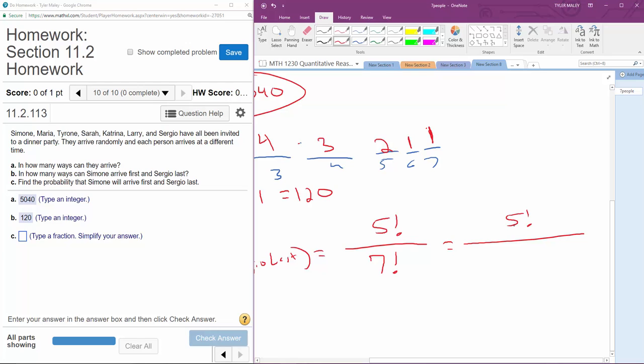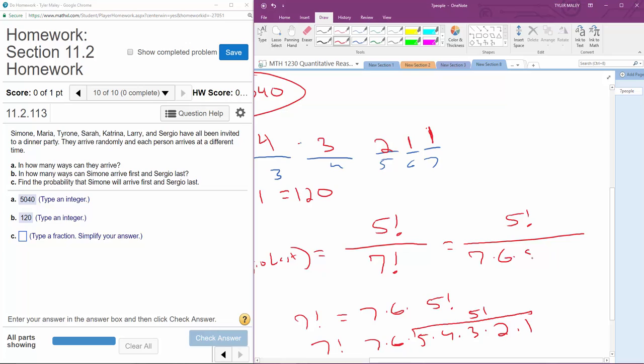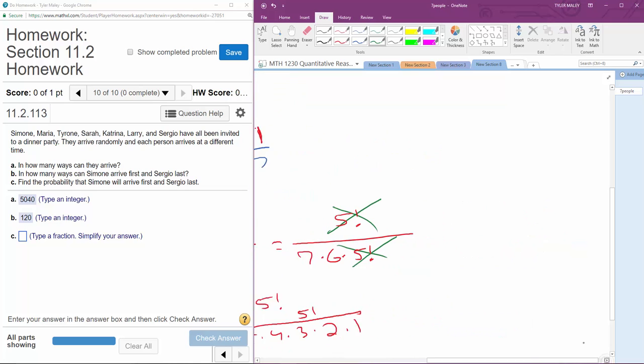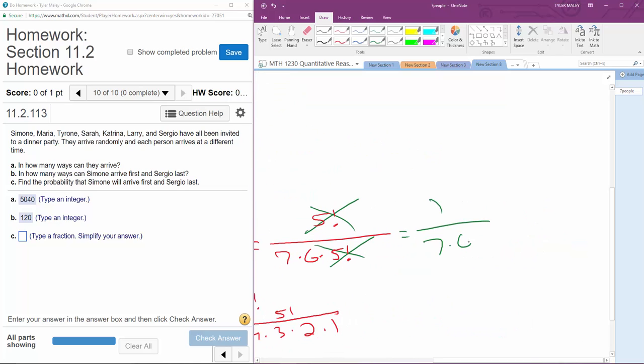So 5 factorial I can leave in the numerator, and 7 factorial is equal to 7 times 6 times 5 factorial, right? Because 7 factorial is 7 times 6 times 5 times 4 times 3 times 2 times 1. And this portion is simply 5 factorial, right? 5 all the way down. So the reason why I chose to write it in this fashion is because now 5 factorial divided by 5 factorial is 1, right? So those cancel out, just like reducing down a fraction. So I end up with 1 in the numerator and 7 times 6 in the denominator. So 1 over 42, right, is my simplified version, right?